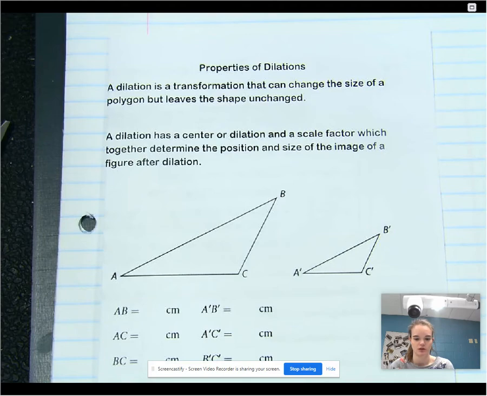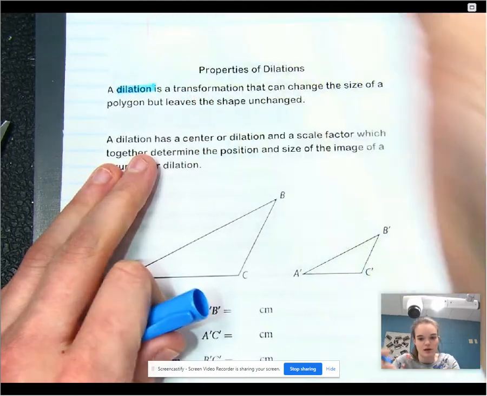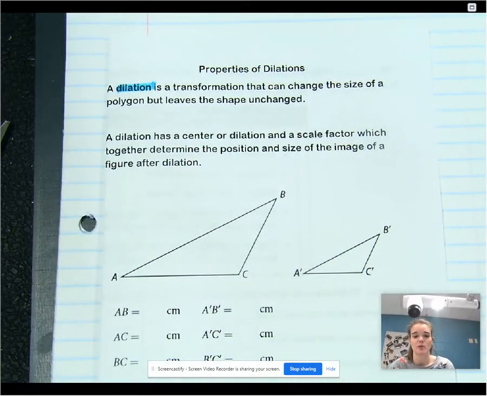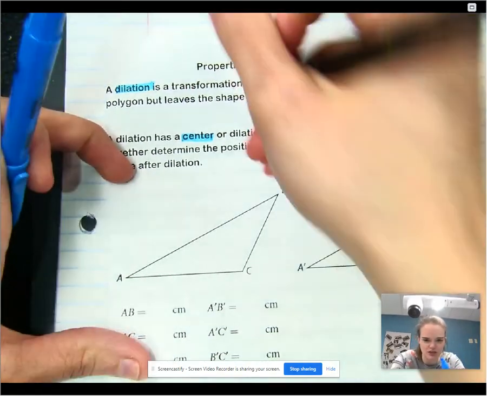Okay. A dilation is a transformation, we've talked about that before, that can change the size of a polygon but leaves the shape unchanged. So it can make it bigger or smaller, but it's still going to be a triangle, okay? It's still going to be a right triangle or an isosceles triangle, but it is going to change the size of it.